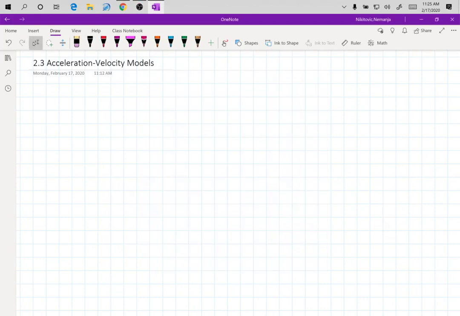And welcome back to Differential Equations Show, section 2.3 on acceleration and velocity models. So we're going to derive some of the formulas you have seen in physics courses. You will know where they are coming from.